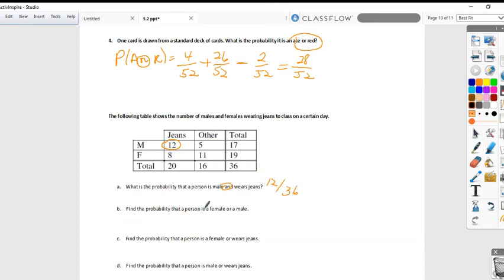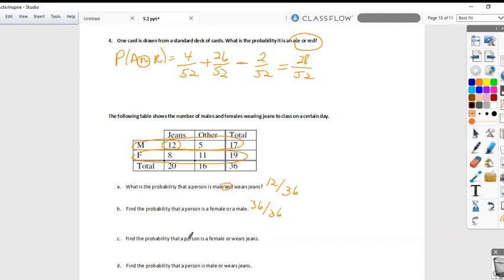Find the probability that a person is female or a male. So females and males, we just circle them. There's no overlap. They're mutually exclusive. So it's 100%. So it's 36 over 36.